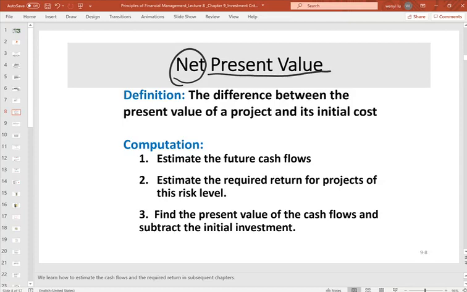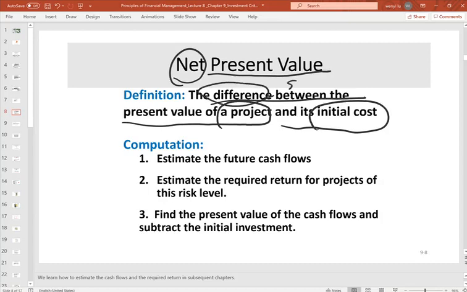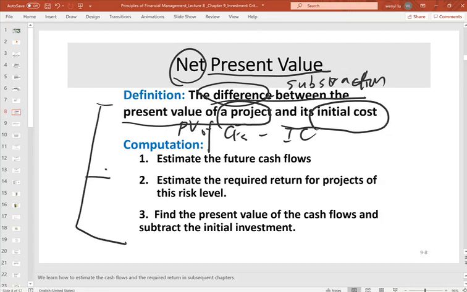The definition of net present value is the difference between the PV of the future cash flows for one project and the initial cost. The difference means subtraction: the PV of the future cash flows minus the initial cost. Based on these definitions, we have three steps to solve the net present value.